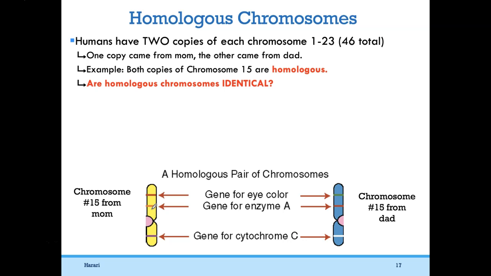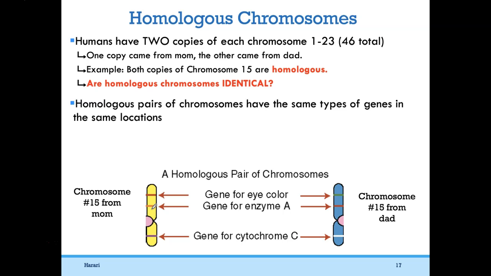So no, right? They're not identical. They just have the same types of genes in the same locations, but this might be a different form of a gene than this form. So one single gene might have different forms or different flavors. We call these alleles. So an allele is a version of a gene.